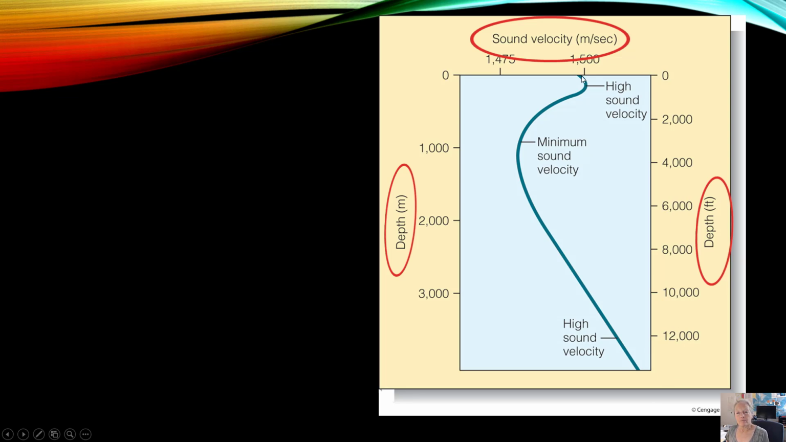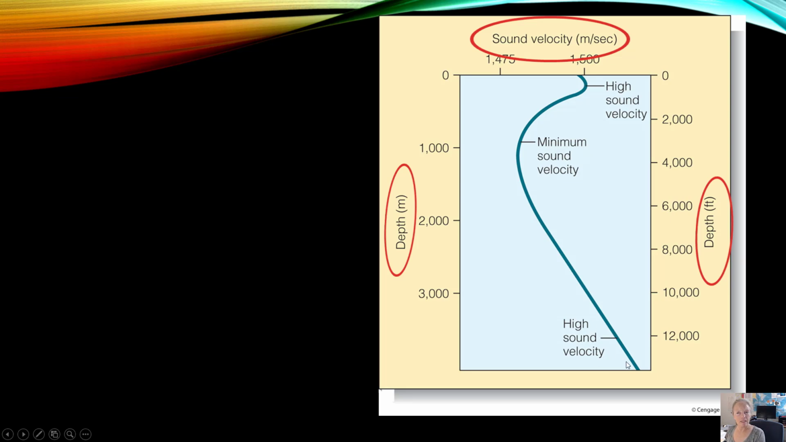We can see that the sound is moving much faster at the surface. We know that sound is affected by temperature, by salinity, and by pressure. What is affecting the surface the most? Well, what do you think? At the surface it's going to be the warmest from the sun heating it up through absorption, so that's probably what's making it go so fast. And then we're going through the pycnocline. Things are changing. Now we've got a minimum sound velocity down here at about 1,000 meters, or about 3,000 feet below sea level, and then it gets higher as you go down again.